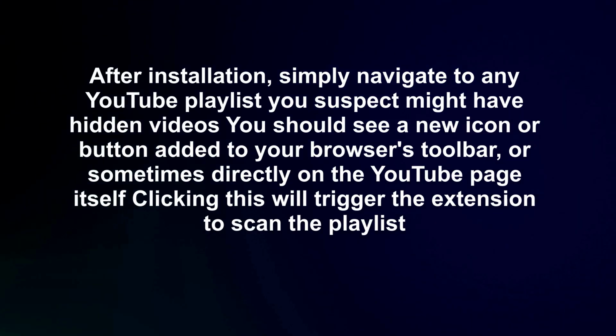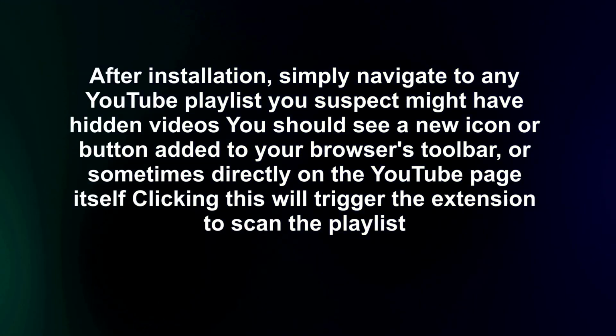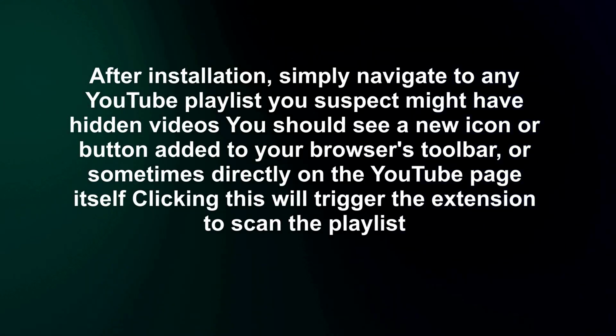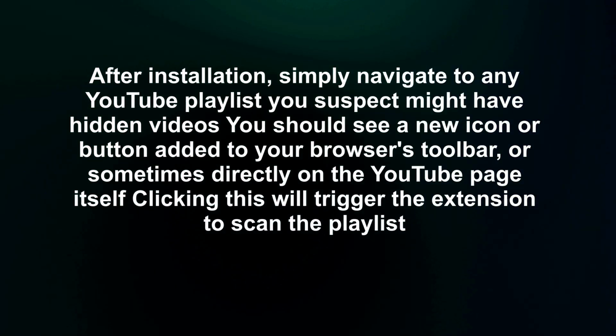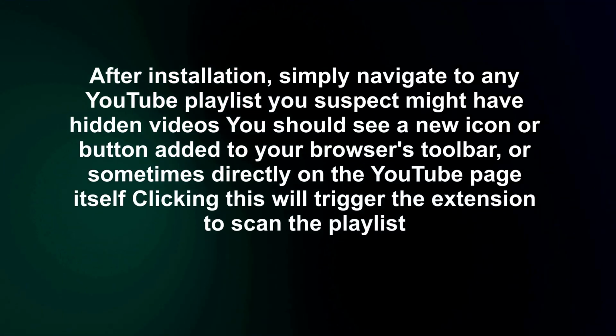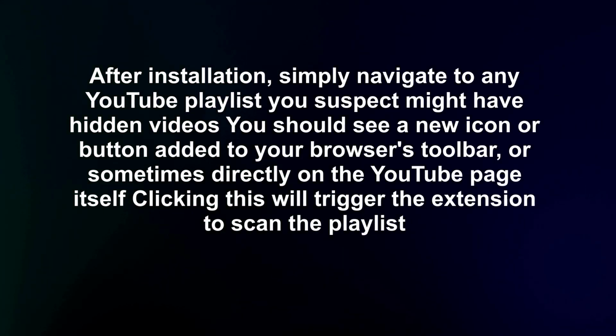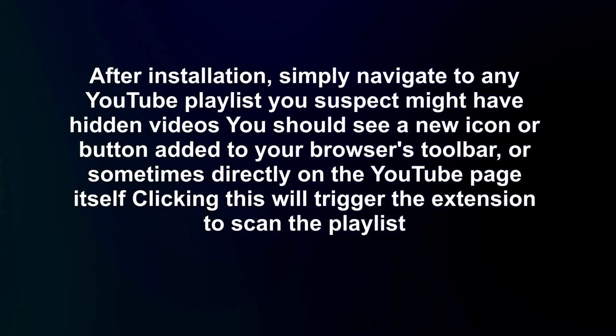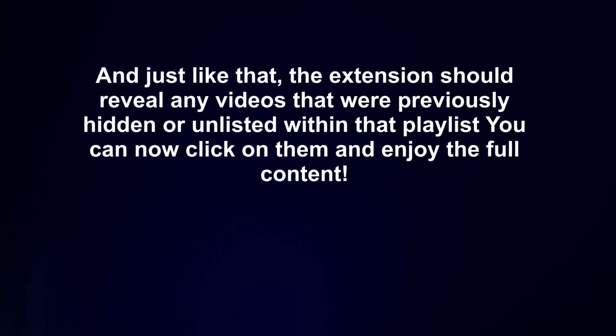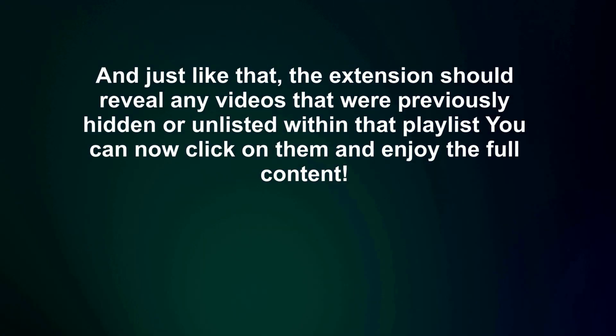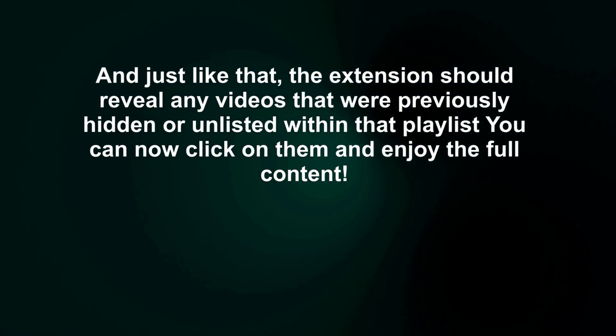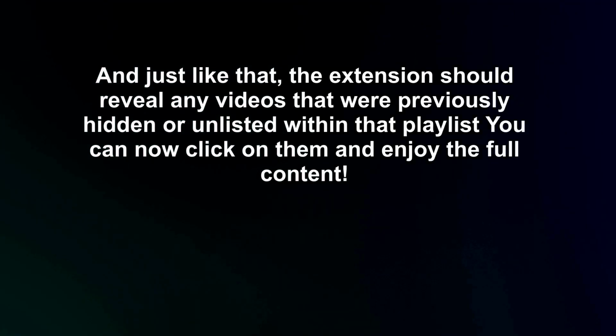After installation, simply navigate to any YouTube playlist you suspect might have hidden videos. You should see a new icon or button added to your browser's toolbar, or sometimes directly on the YouTube page itself. Clicking this will trigger the extension to scan the playlist. And just like that, the extension should reveal any videos that were previously hidden or unlisted within that playlist. You can now click on them and enjoy the full content.